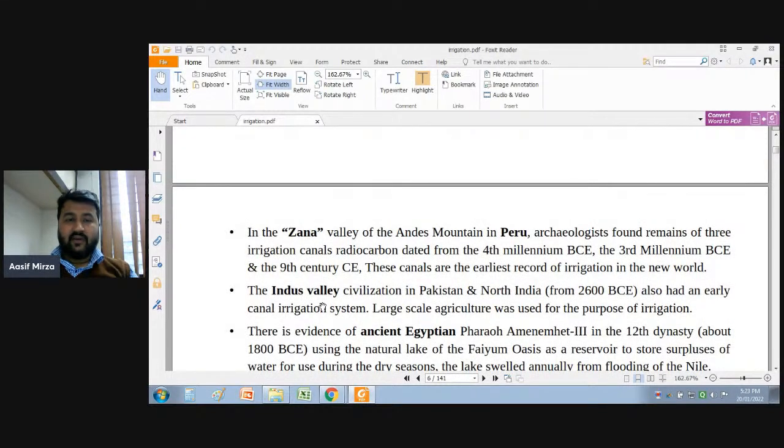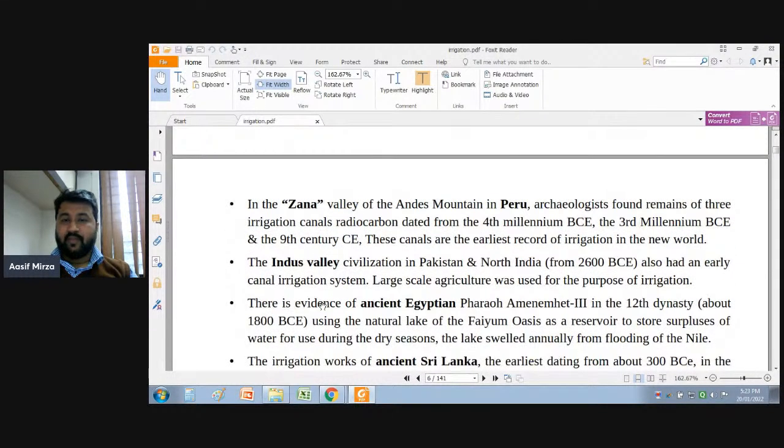Now, in the Zana Valley of the Andes Mountains in Peru, archaeologists found remains of three irrigation canals radiocarbon dated from the 4th millennium BC, the 3rd millennium BC, and the 9th century CE. These canals are the earliest record of irrigation in the New World. The Indus Valley civilization in Pakistan and North India from 2600 BCE also had an early canal irrigation system. Large scale agriculture was used for the purpose of irrigation.